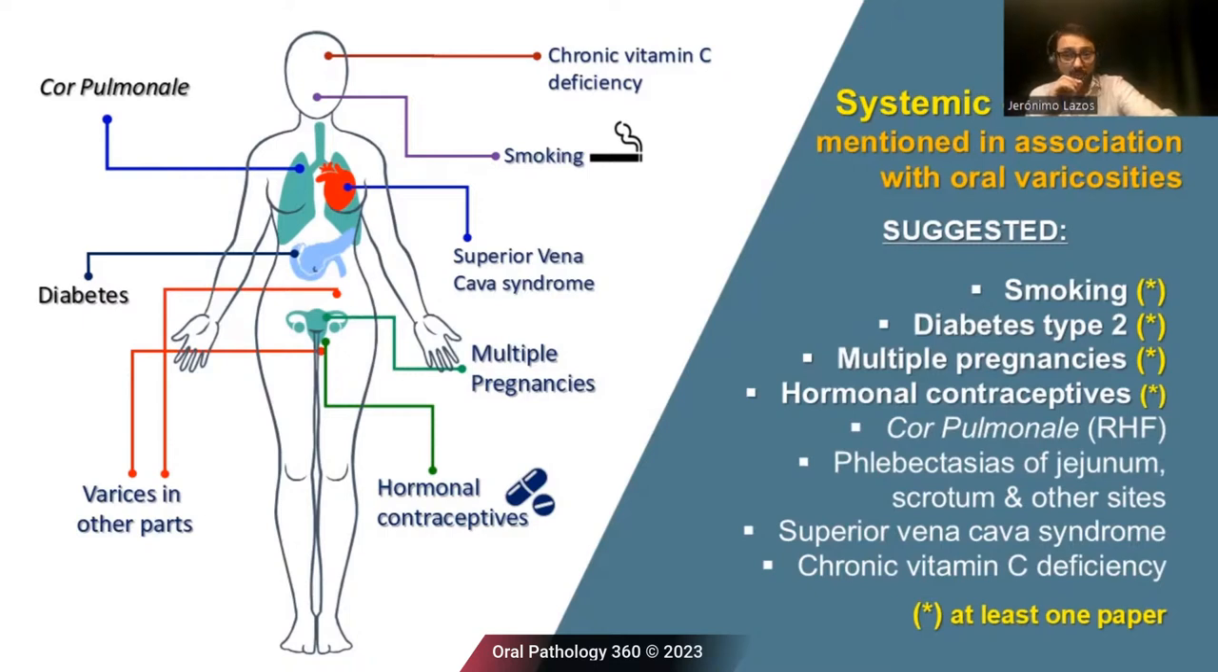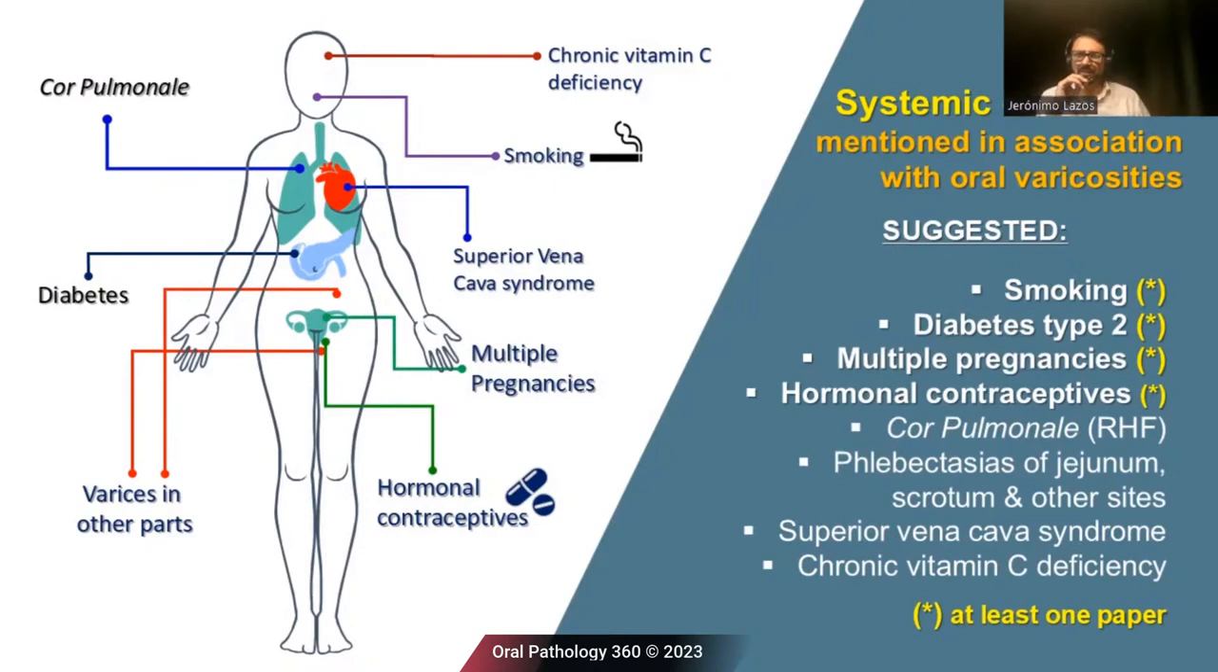But the condition that's called cor pulmonale, that is a heart problem secondary to a pulmonary problem. And the reason behind this is that cor pulmonale finally tends to develop what is called a pure right heart failure. If you remember the last slide, right heart failure was mentioned in relation to oral varicosities development. So, some other authors have mentioned that when a patient has varices in other parts of the body, not only in the legs, but in the jejunum, in the scrotum, in the thorax, in the arms, in pretty much any other locations, that patient can also have varices within the oral cavity.